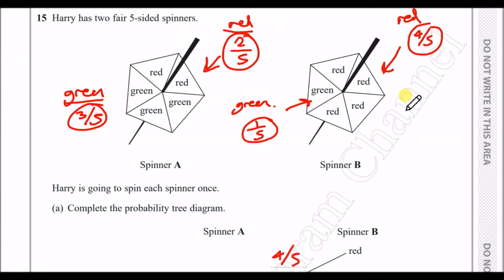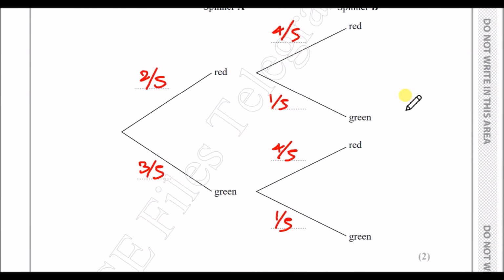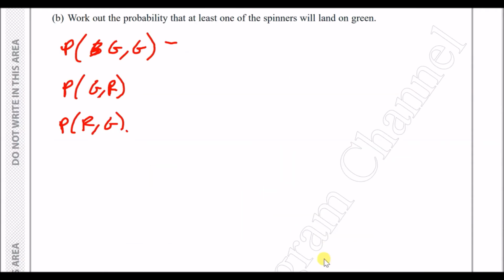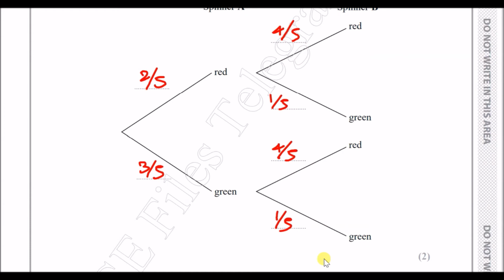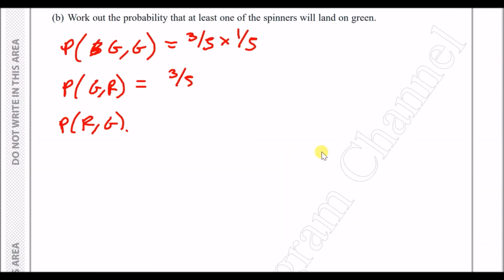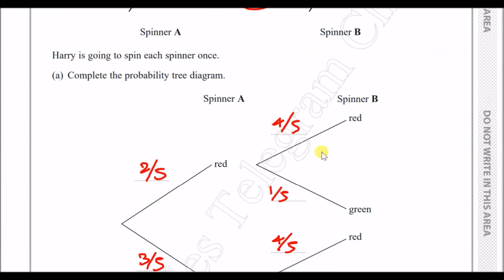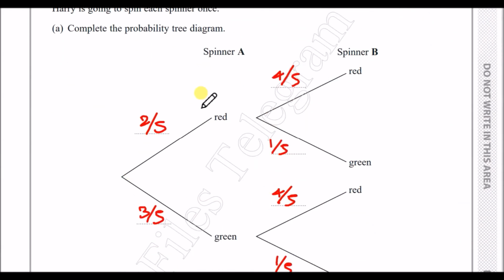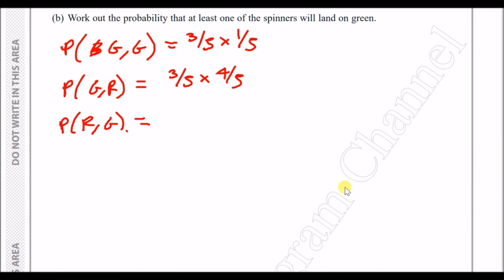So let's go back up there again, yeah? According to our probability tree, if you want to get 2 greens in a row, it's 3/5 times 1/5. Okay, so that's this one done. To get green first and then red second, you need to go down this route, so 3/5 times 4/5. And lastly, to get red then green, according to the tree, you need to go up the tree, so 2/5 and then 1/5.